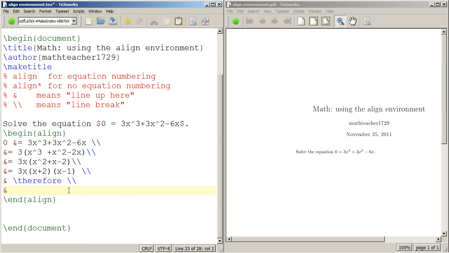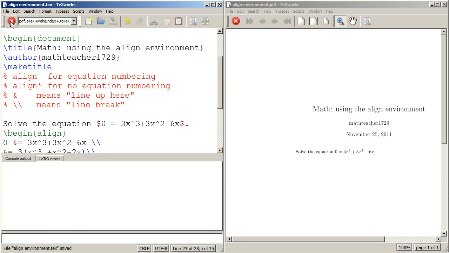Now we know what the answers are. So therefore, x equals 0, -2, and 1. Okay? So what I've done here is I've basically aligned everything up everywhere there's an ampersand. Double backslash means line break, and I don't put a line break at the last line. Let's compile this and see what it looks like.